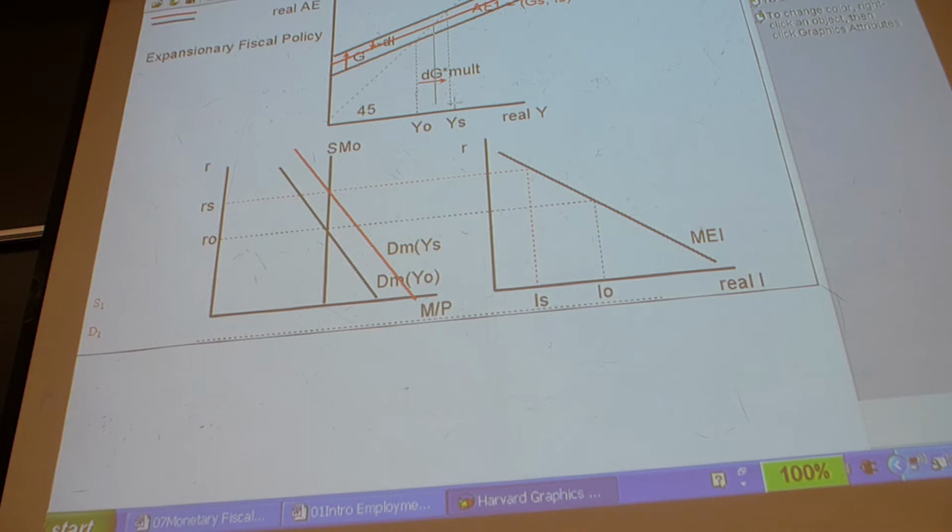Now notice, the one thing that's really important to notice here is we don't get the full multiplier. We don't get the full multiplier. So it turns out this is called crowding out. Crowding out. I'll just put this here. Sorry, here. Crowding out.